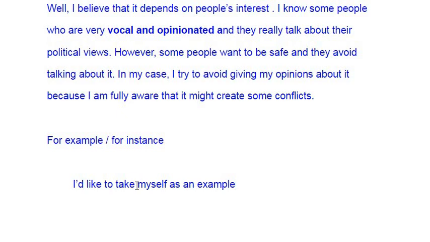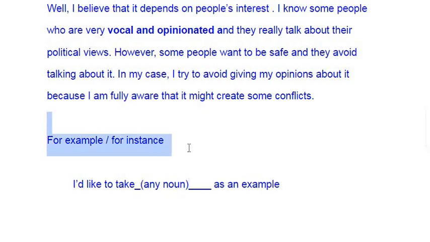And here, of course, if you want to take other people as an example, you can definitely change this. Okay. I'd like to take my mother as an example. I'd like to take my friend. I'd like to take my sister as an example. Any kind of noun here. I'd like to take my country as an example. You don't really want to keep on using simple expressions like this.